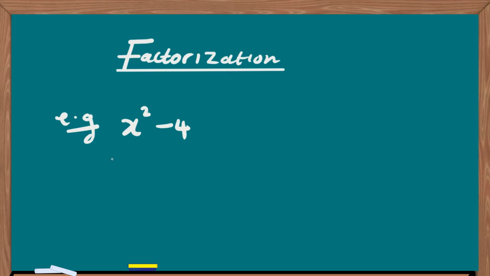The idea here is that you should be finding the square roots of x squared and of the 4 here. Let me show you what we do. As soon as you see a question like this, x squared minus 4, the first thing you have to do is open two brackets like this.